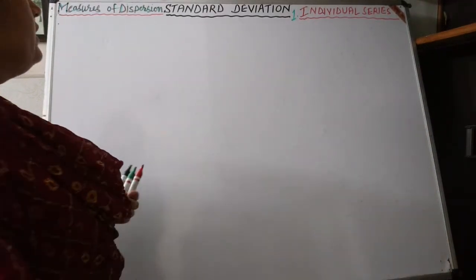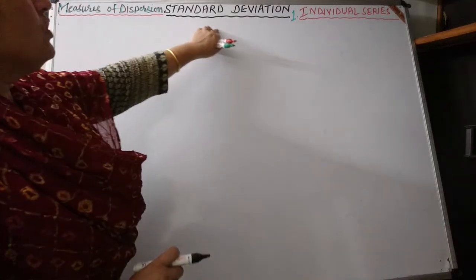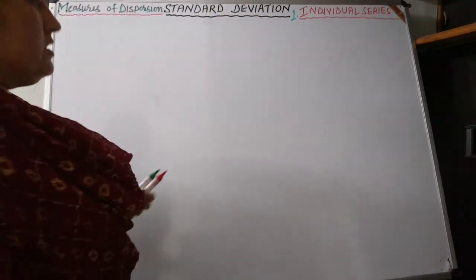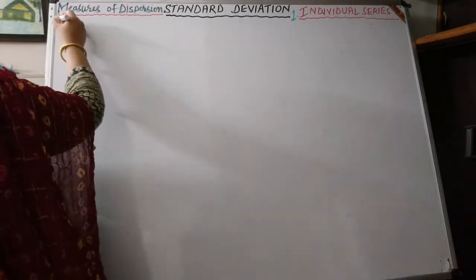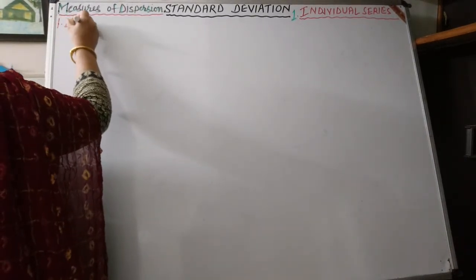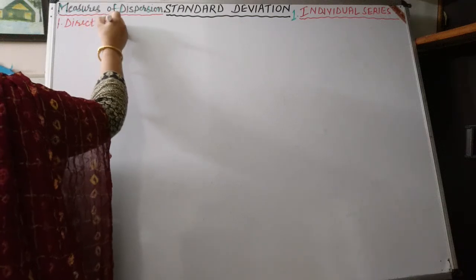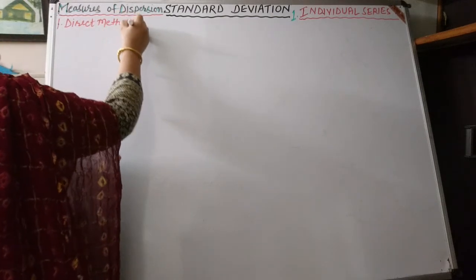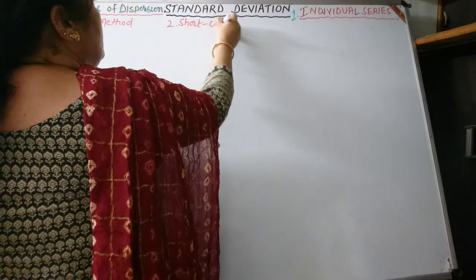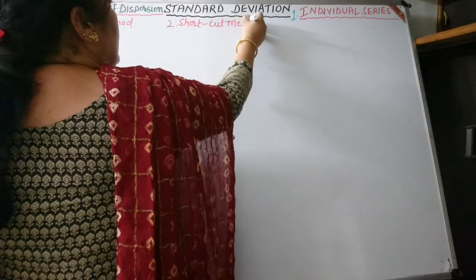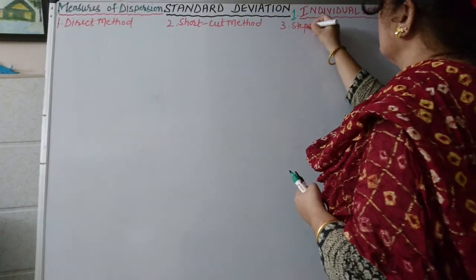In this video we will clear standard deviation in individual series by using all the three methods. Number 1, direct method. Number 2, shortcut method. And number 3, step deviation method.